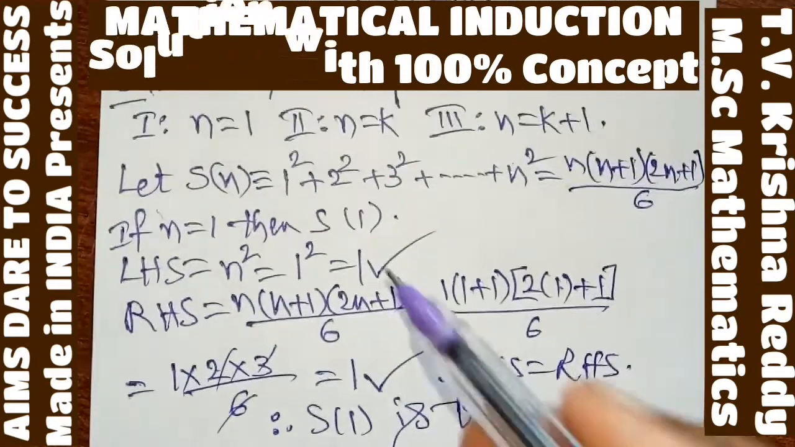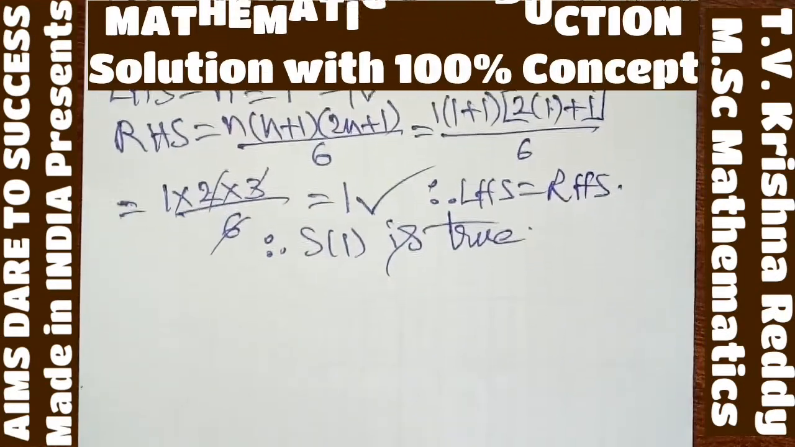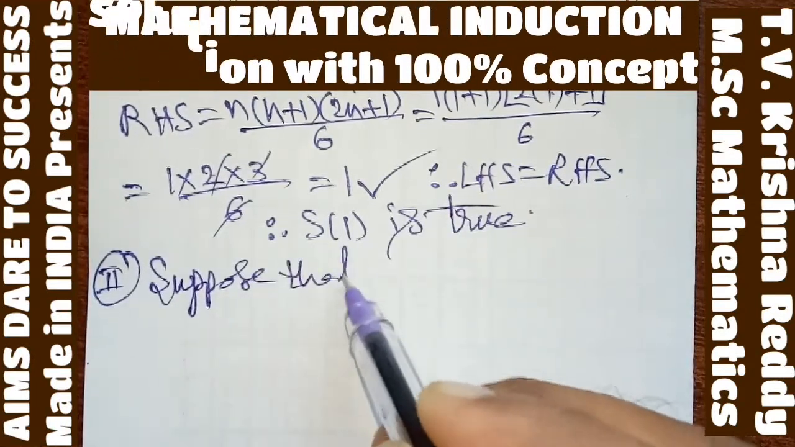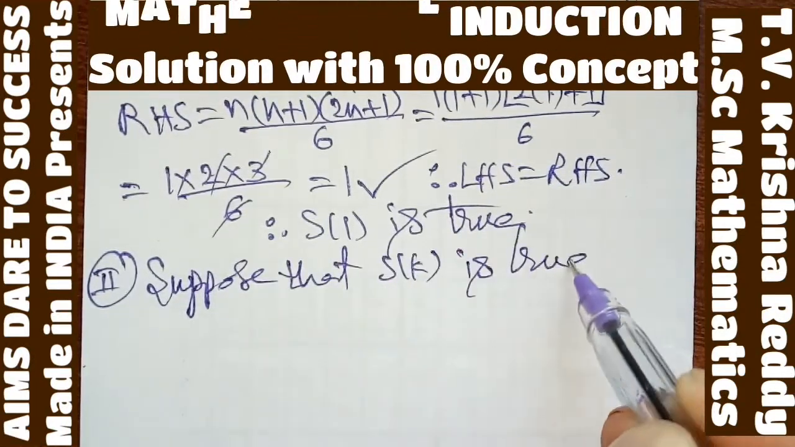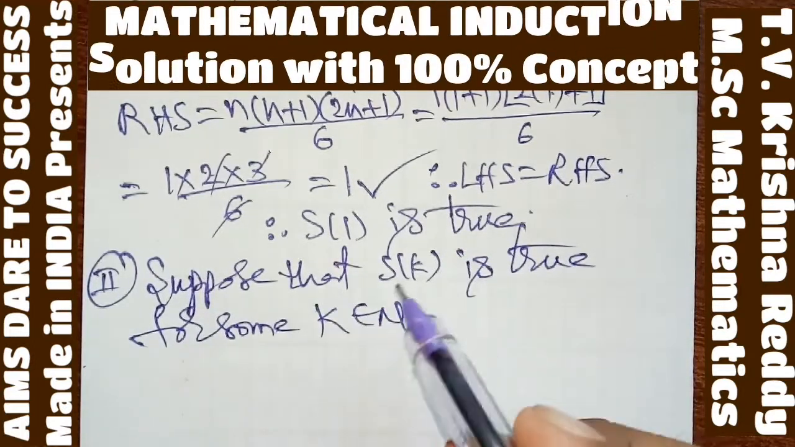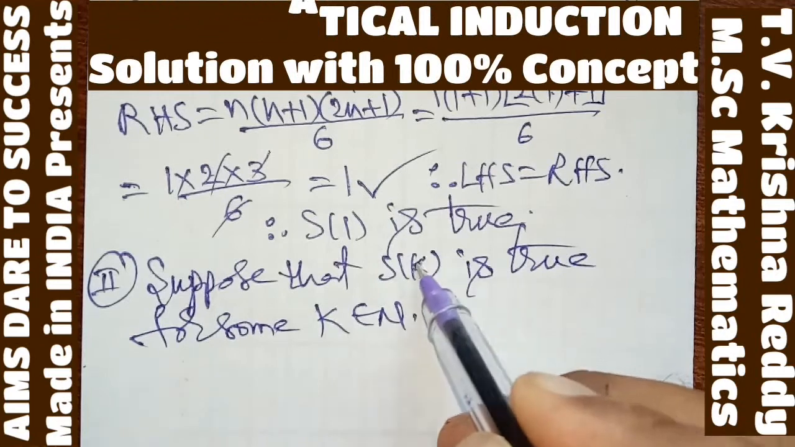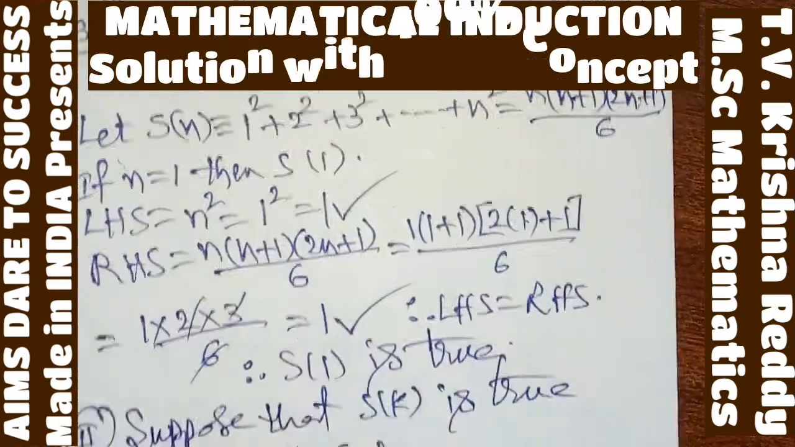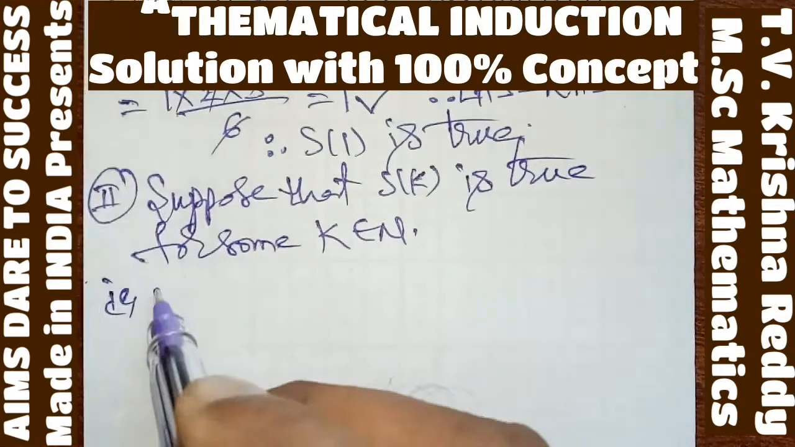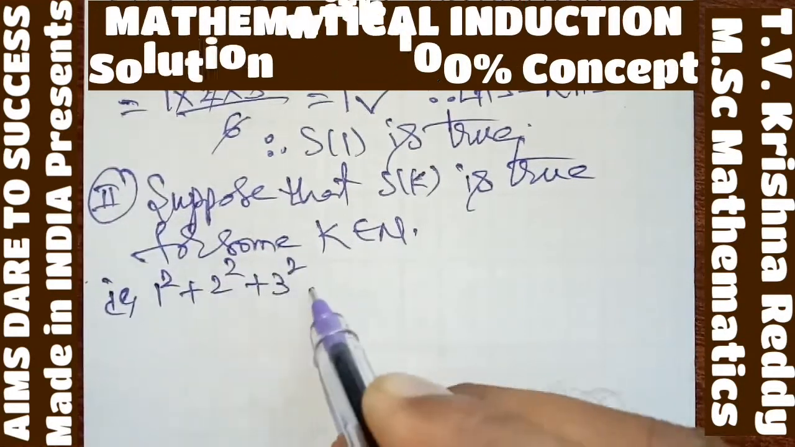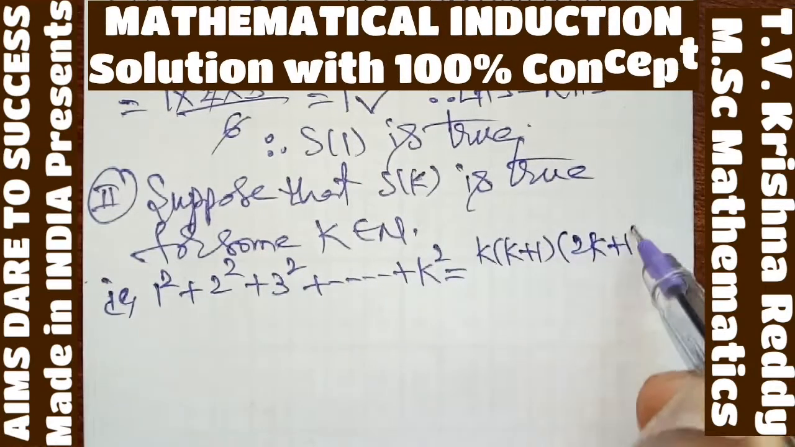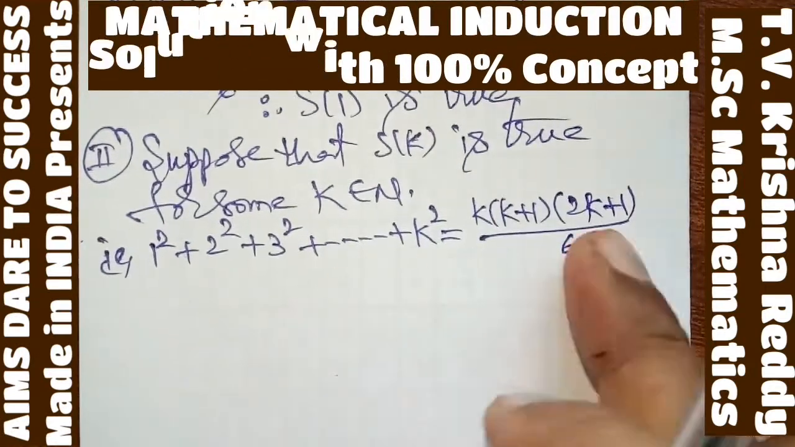Next I wanted to go to step 2. Step 2 is: suppose that S of k is true for some k belongs to N, that is n is equal to k. So directly I wanted to write: suppose that S of k is true for some k belongs to N, that is 1 square plus 2 square plus 3 square plus and so on plus k square is equal to k into k plus 1 into 2k plus 1 by 6. This is S of k, step 2.